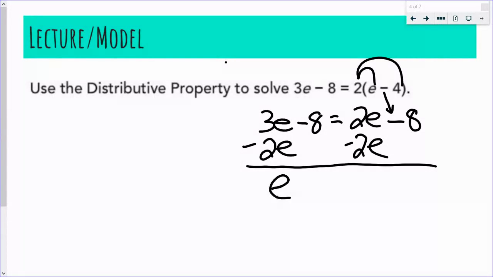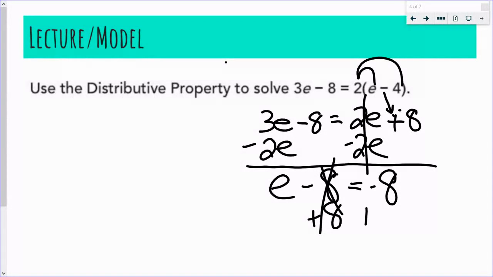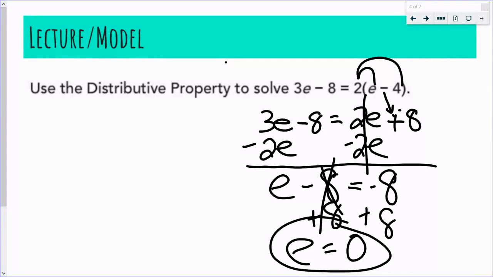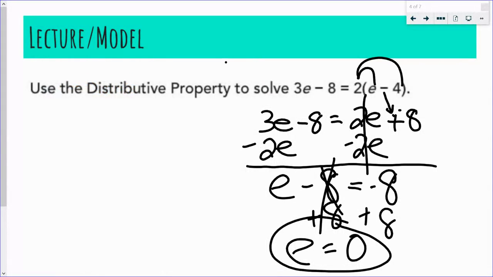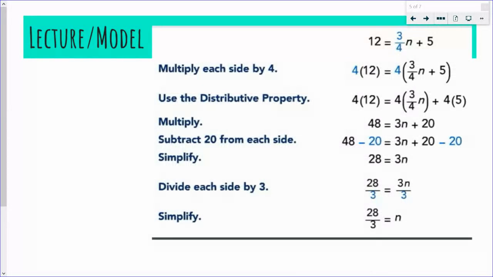3e minus 2e would just be e, minus 8 equals, sorry, equals negative 8, because remember, this is actually a plus negative 8. Now I'm going to add 8 to both sides. So in this case, e would equal 0, because negative 8 plus 8 would equal 0. All right, let's move along. And then you can always go back and check. Like 3 times 0 is 0, minus 8 is negative 8. 0 minus 4 is negative 4. 2 times negative 4 is also negative 8, so both of those sides would be equal.